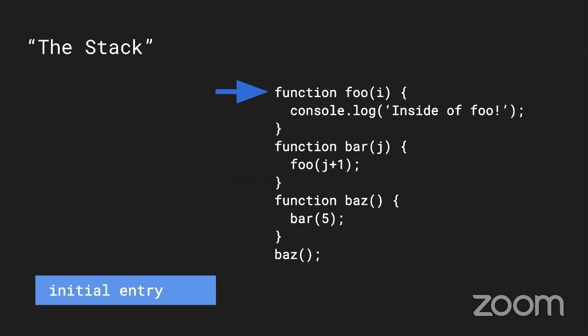It's going to call bar with 5. It's going to go up here. It's going to call foo, and then it's going to go up here. And then it's going to log something out. And it's going to return from foo, return from bar, return from baz, and go all the way out of the program. Should be pretty self-explanatory to everybody here, I'd guess.